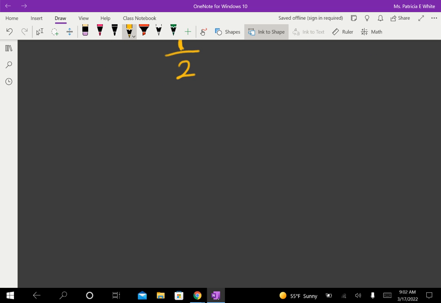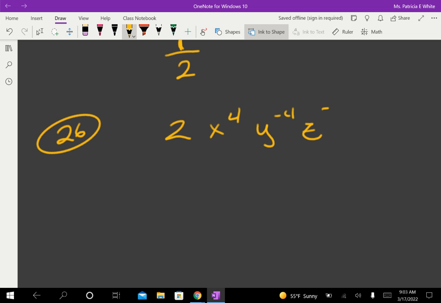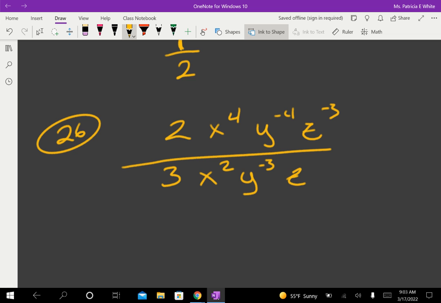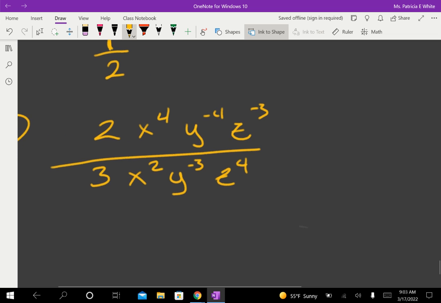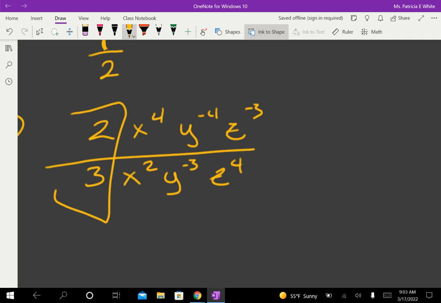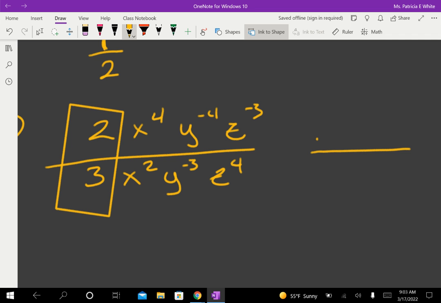All right, 26. 2 x to the 4th, y to the negative 4, z to the negative 3, over 3 x to the 2nd, y to the negative 3, z to the 4th. All right, 2/3. Just checking out those numbers. Does 2/3 reduce? No. So I'm going to bring that along.